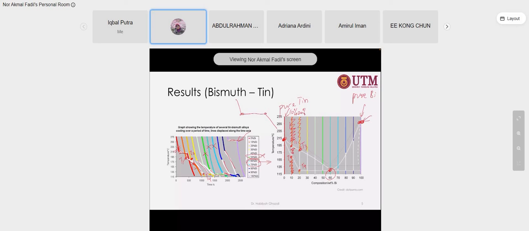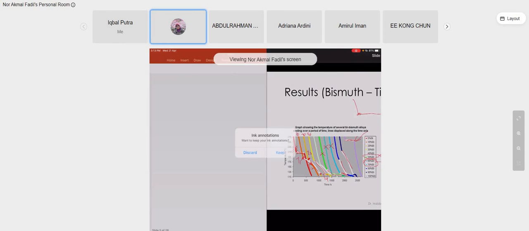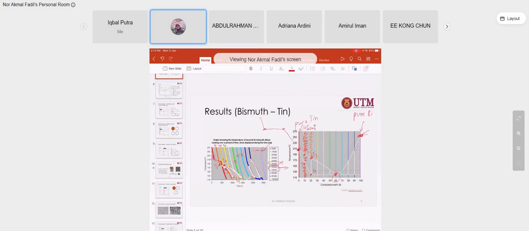Okay, look at this. The line in yellow, this is 10%, 20%, and 30%. The line in yellow, look carefully, this line. Let me zoom in a bit.